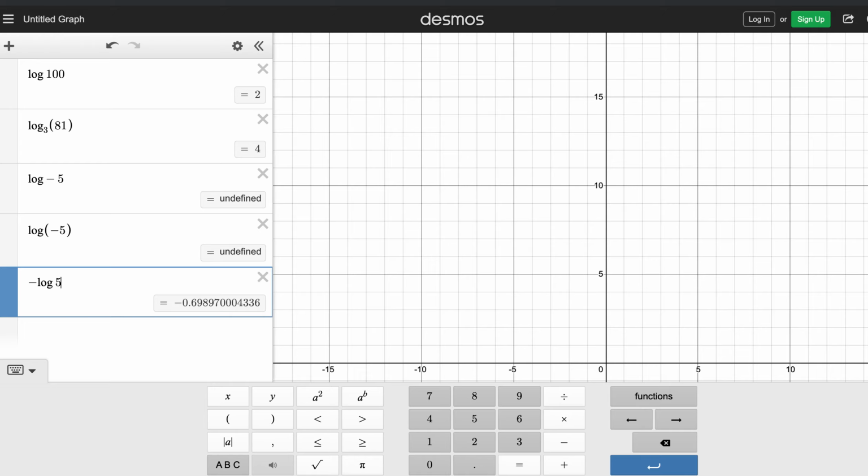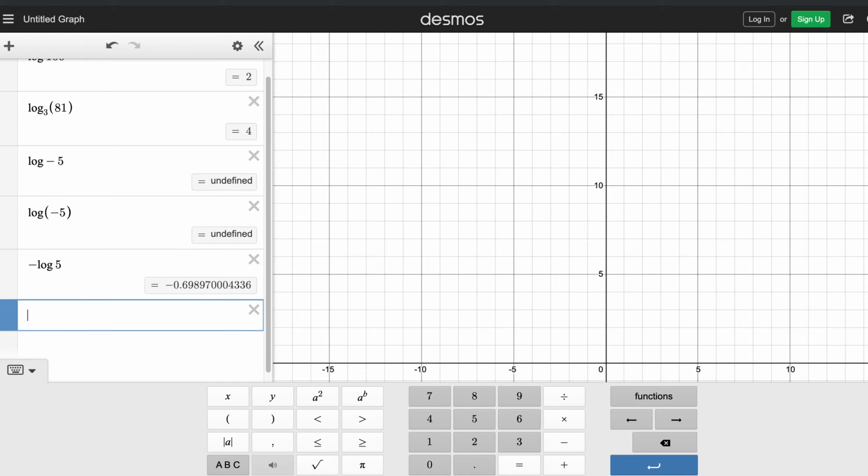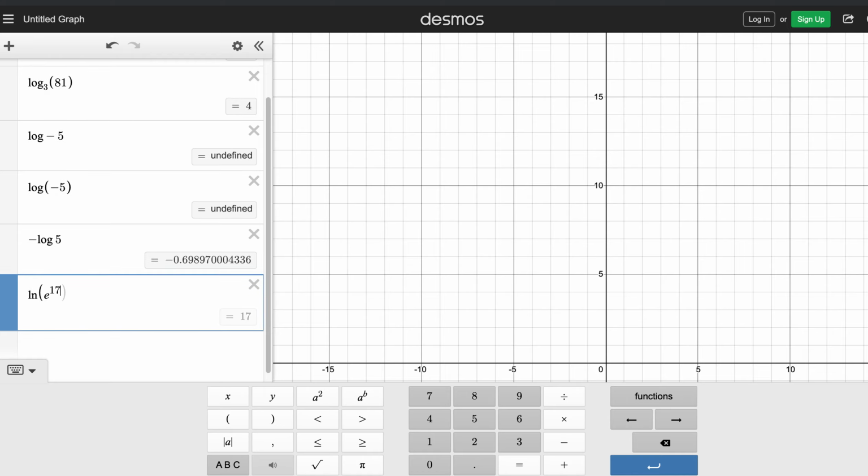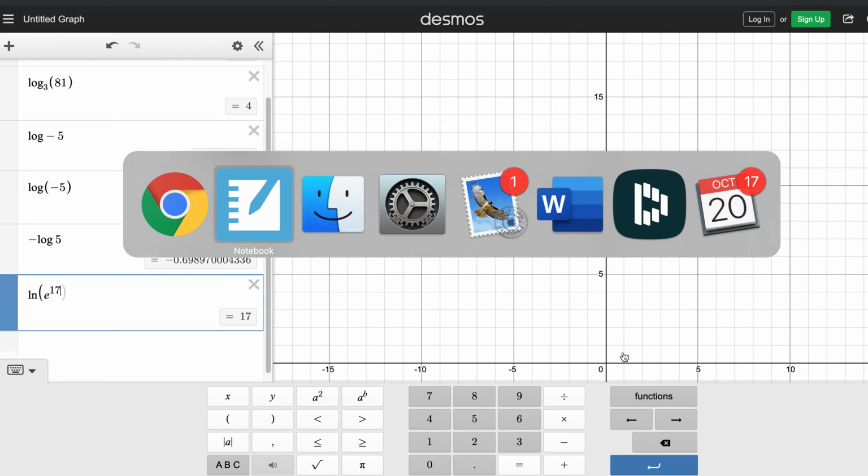But you can do this, or you can do natural logs, like what's the natural log of e raised to the 17th? Why is that? Hey, those are inverses, remember? So the natural log and the base e, they cancel out. So that's how you can use Desmos to help you with log calculations. And we'll do examples next, but this concludes a little more about the properties of logarithms.